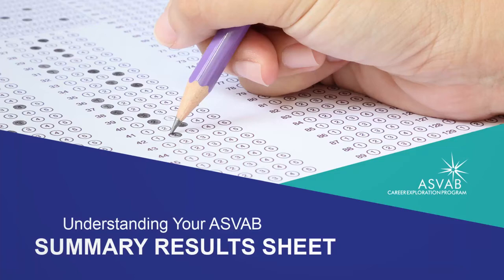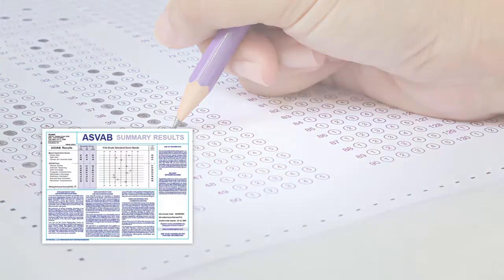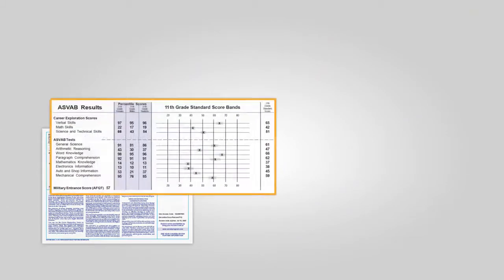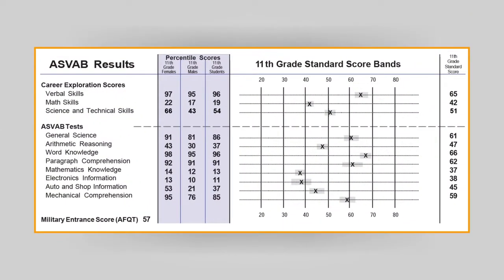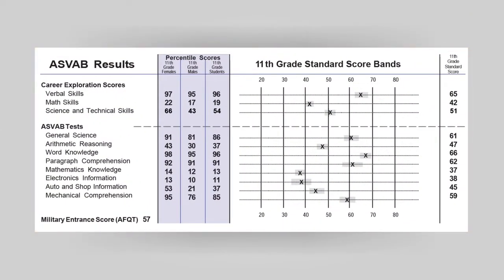Now that you have your ASVAB CEP test scores, let's walk through the different areas on the ASVAB summary results sheet to help you understand what all the numbers mean. On the left side of the sheet, you'll see 3 different types of scores: career exploration scores, individual ASVAB test scores, and a military entrance score, or AFQT. We'll look at the career exploration scores first.